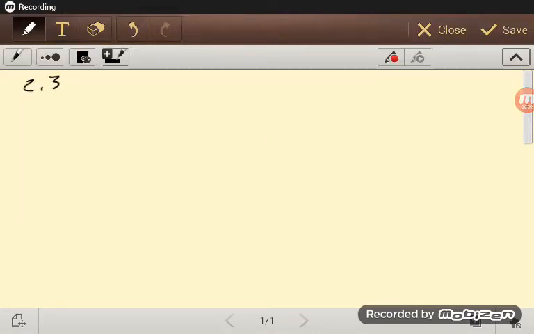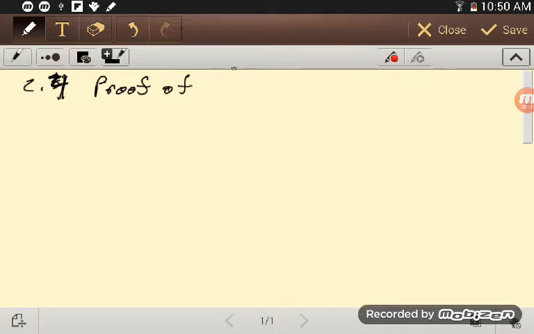Okay, 2.4. This is the proof of the chain rule. Now this kind of gives us an idea of how that chain rule works.